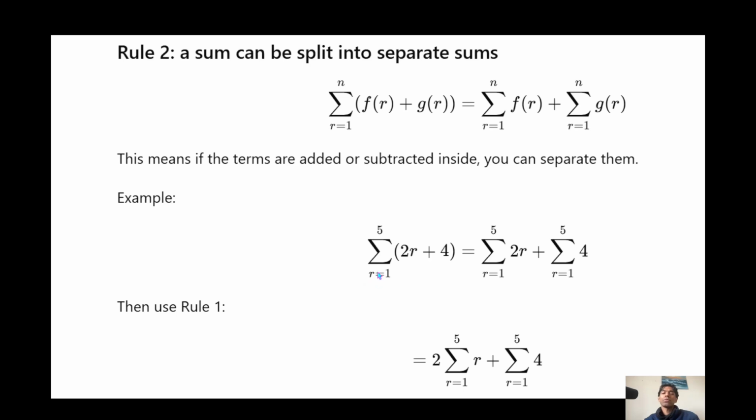For the sum of r equals 1 to 5 of 2r plus 4 is equal to the sum of r equals 1 to 5 of 2r plus the sum of r equals 1 to 5 of 4. We then use rule number 1, which is then equal to 2 multiplied by the sum of r equals 1 to 5 of r plus the sum of r equals 1 to 5 of 4.